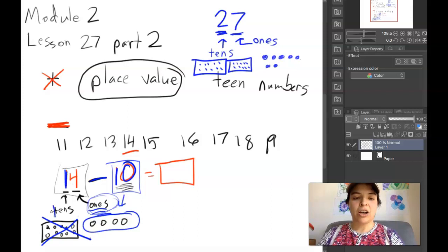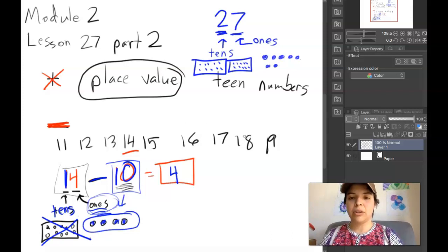The tens will be gone. If you have a teen number and you take away 10, you're going to be left with just your ones. And in this case, it happens to be 4 ones. 1, 2, 3, 4. Let's do one more just so you can see that again, okay?